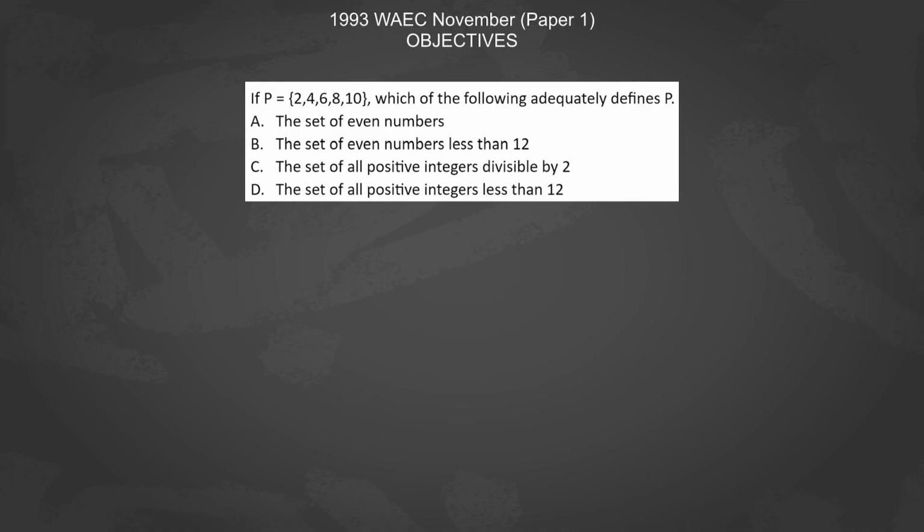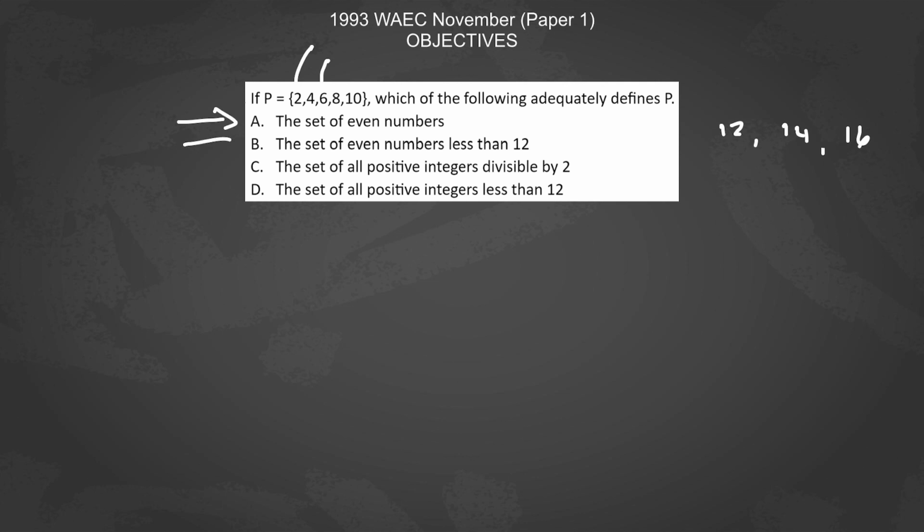Option A is saying that our set P contains the elements that are the set of even numbers. Well, it is true that the set P contains even numbers because 2 is an even number, and 4, 6, 8, 10 are even numbers. What about 12, 14, 16, and so on? These are also even numbers, but they are not included in the set P. So A does not adequately define our set P.